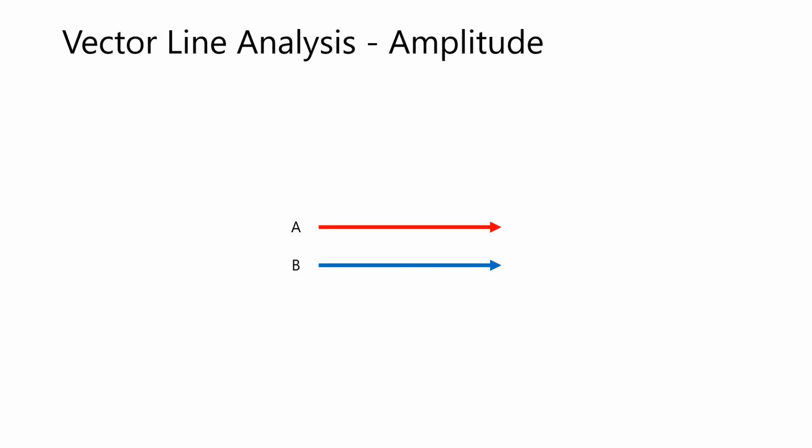All right, so to reiterate, the length of the vector indicates the amplitude of the signal. Here you can see vector A and B are equal in amplitude. And now A and B are unequal, with the amplitude of vector A being larger than vector B.